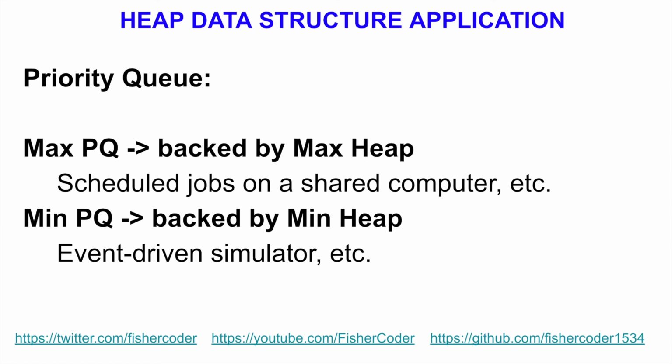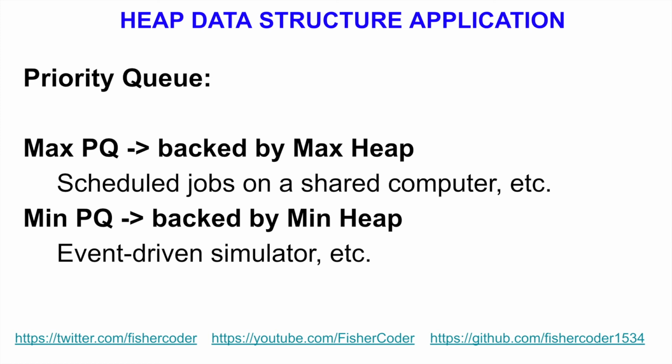For example, priority queues are backed by heaps. There are two types of priority queues. One is the max priority queue, which is backed by a max-heap. In the real world, how do you schedule different jobs on a shared computer based on priority, right? The ones with the highest priority are going to be scheduled and executed first, and then the next highest priority, then the third highest priority, right?